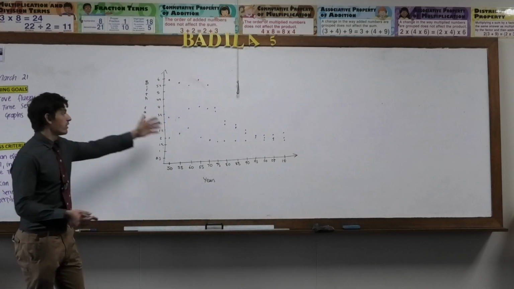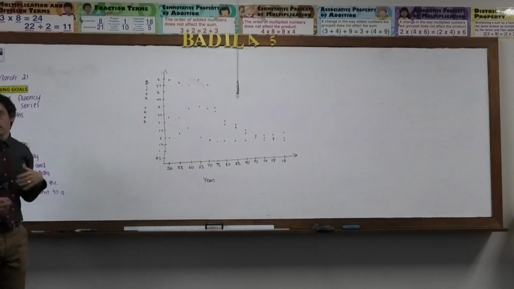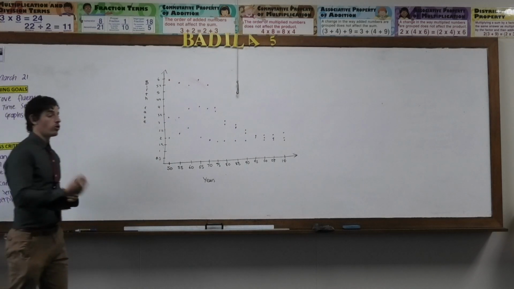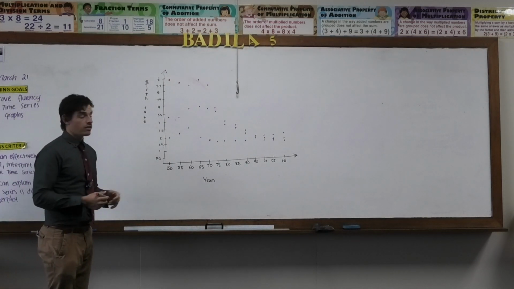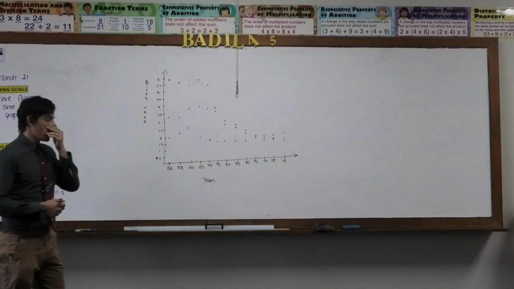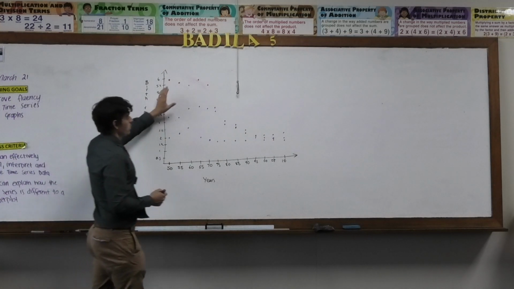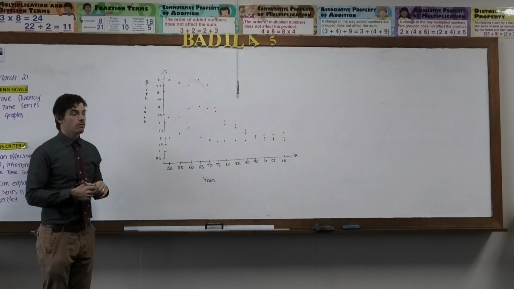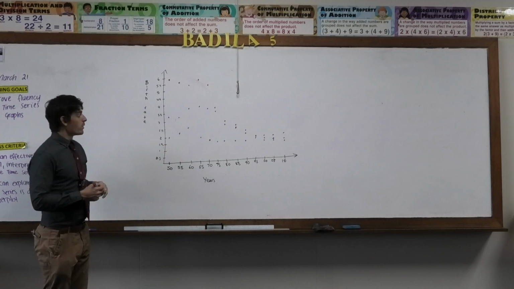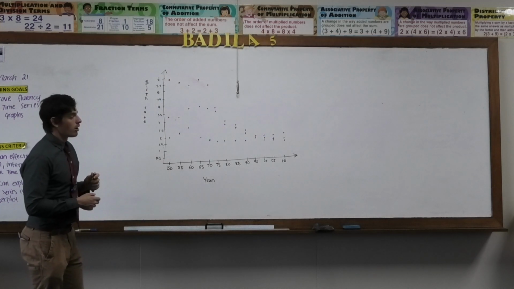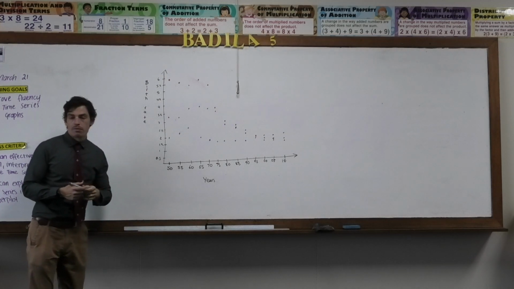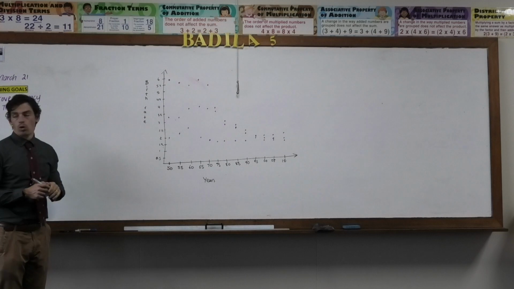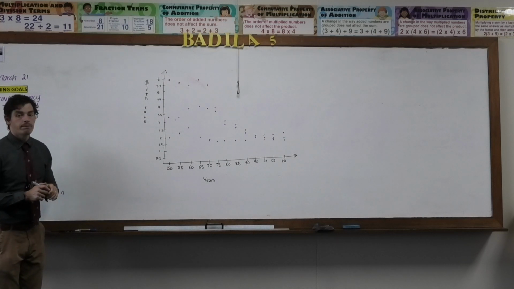What have I got currently on the board? Scatter plot. Okay, how do I make that a time series graph? Connect the dots and talk about what's going on with that. If this was a scatter plot, what could I apply to it? A line of best fit. Which data set would that not be appropriate for? Which one of those do you think a line of best fit wouldn't suit? Why wouldn't it suit China?